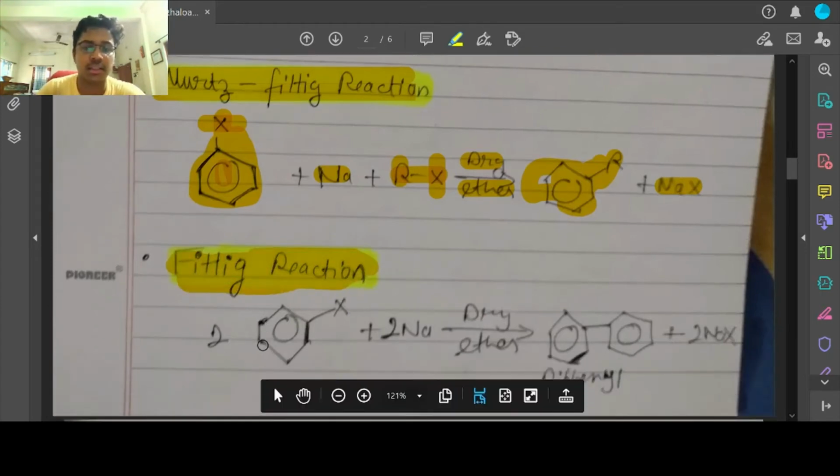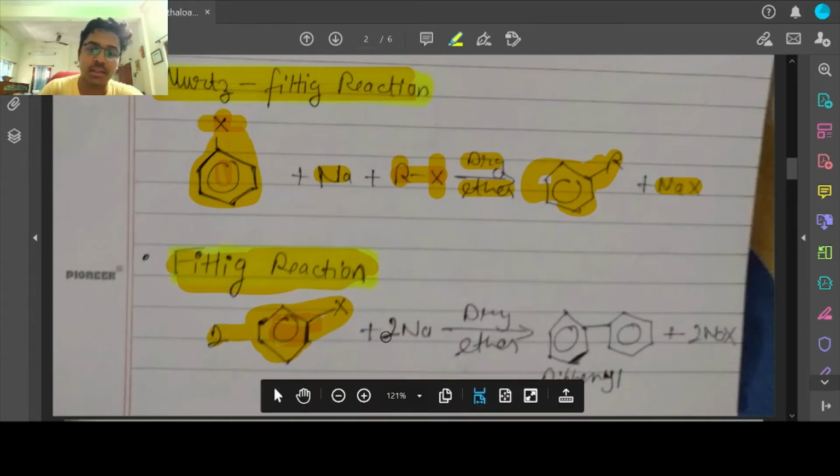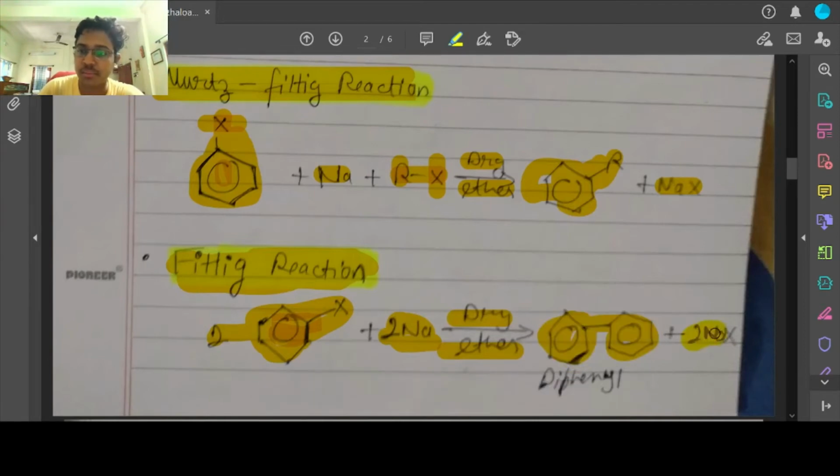So here, 2 moles of halobenzene with 2 moles of sodium in the presence of dry ether gives biphenyl. This is biphenyl, or diphenyl, plus 2 NaX.